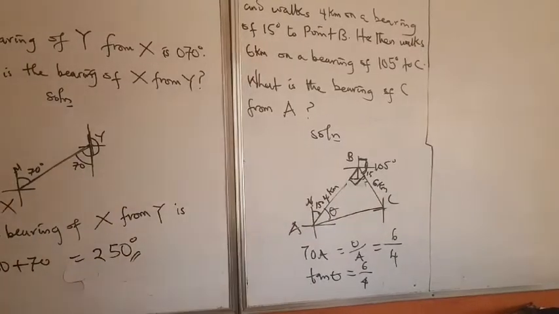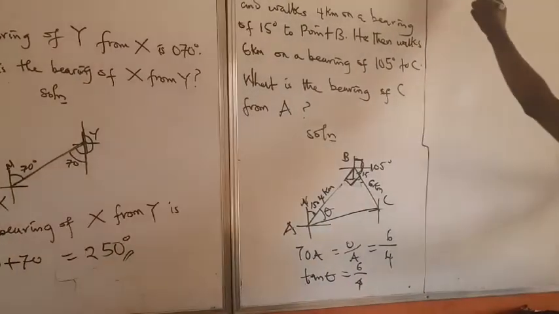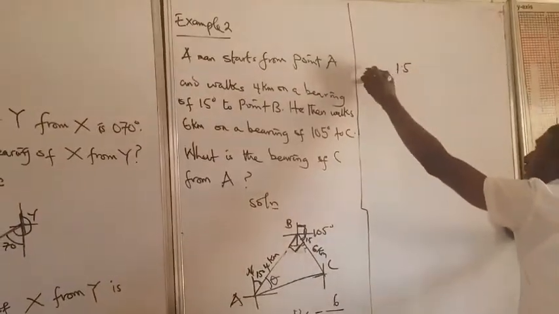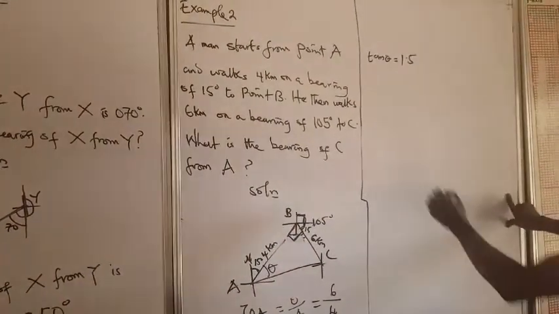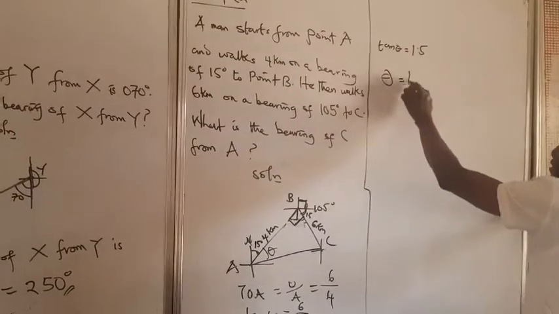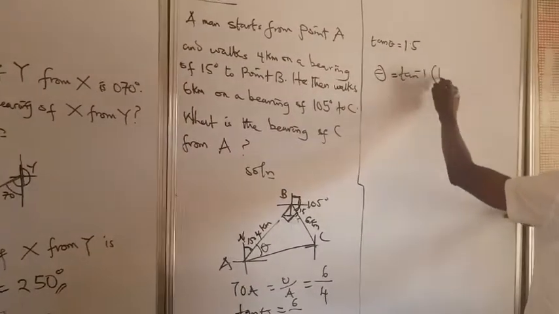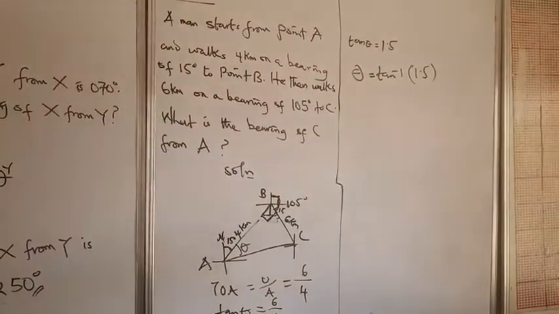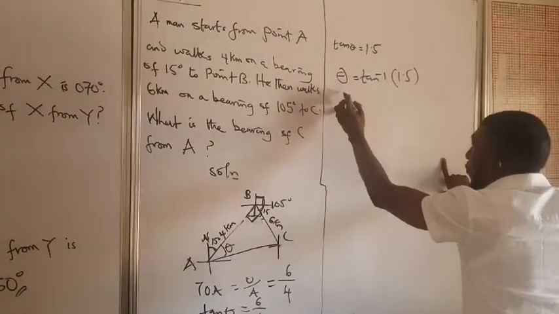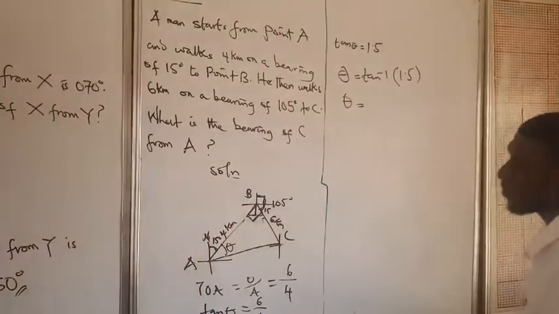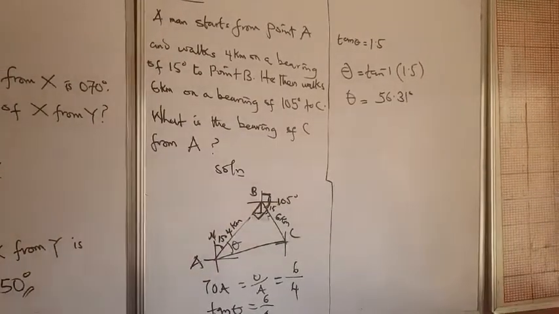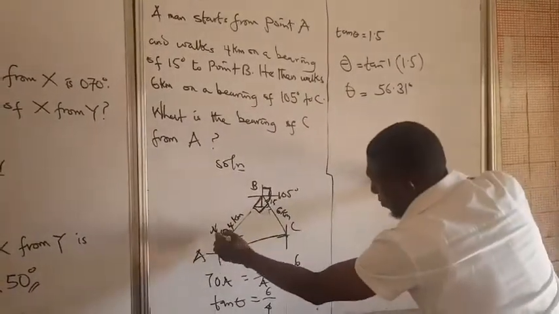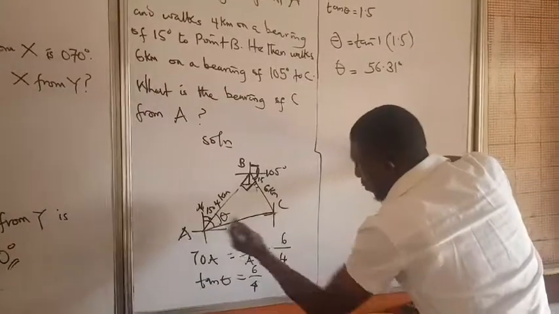If tan theta equals 6 over 4, 6 divided by 4 will give us 1.5. Then tan theta equals 1.5. Therefore, find the arctan of this, and the arctan will give us theta, which is 56.31 degrees. Now remember that the angle is measured from north, therefore it is from this place to this place.